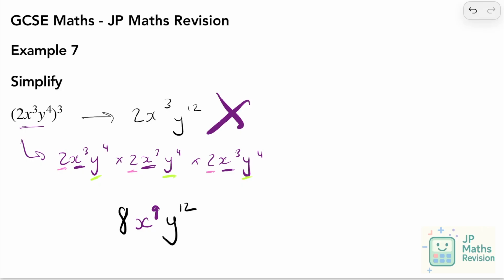So what we do is we have to cube everything. So we do 2 to the power of 3, which is 8, x cubed to the power of 3, which is x to the 9, and then finally y to the 4 to the power of 3, which is 12. And that is the answer to that question.